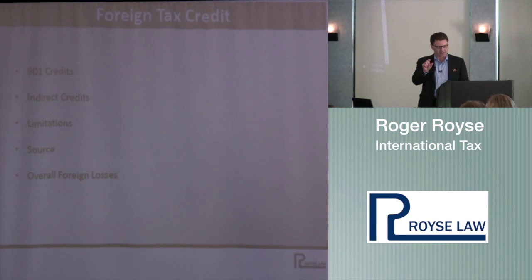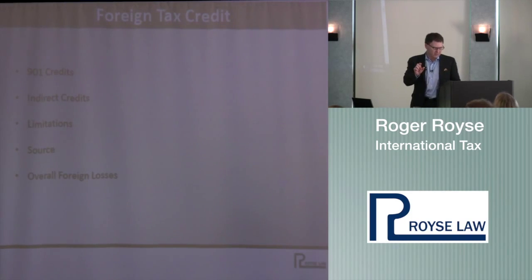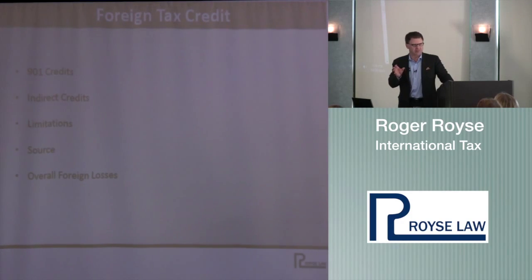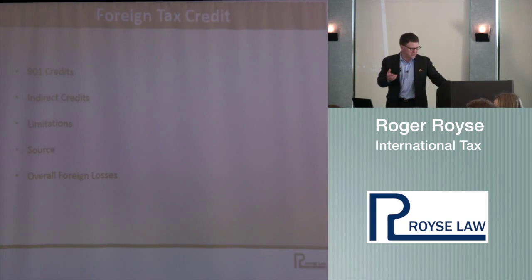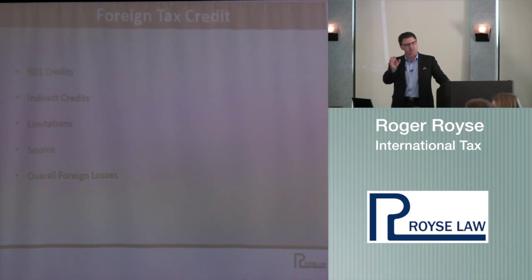Now we've got to split it into categories. There's passive income, financial services income, shipping income, and high withholding tax interest income. So it's not as bad as it could be. We used to have 9 categories. Now we're down to 5. But basically, we're splitting passive income and active income up, in effect. So we do have to put it into categories, and each category gets tested.